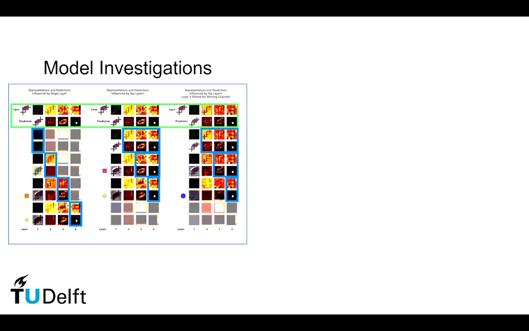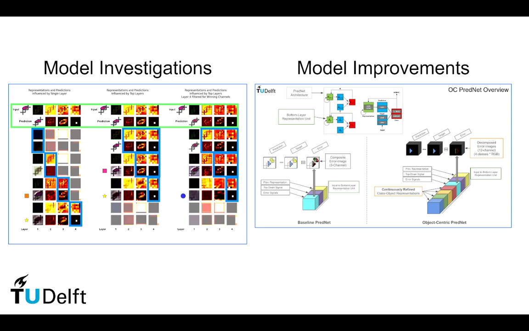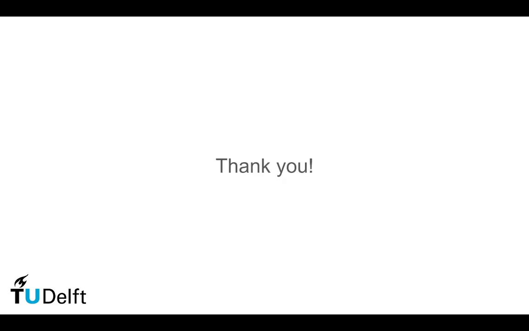I'll just quickly introduce the following two phases of my research, where model investigations looked at which aspects of the model architecture enabled these structure learning capabilities. And then in the model improvement phase, I attempted to improve the performance of the model by encouraging it to focus on the distinct objects in the scene and to note those objects' classes directly. That's all we have time for.